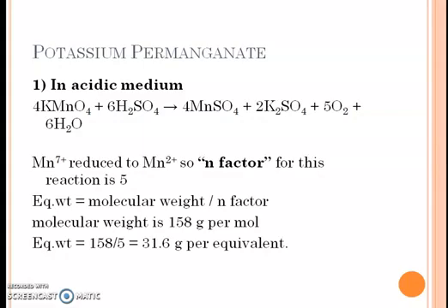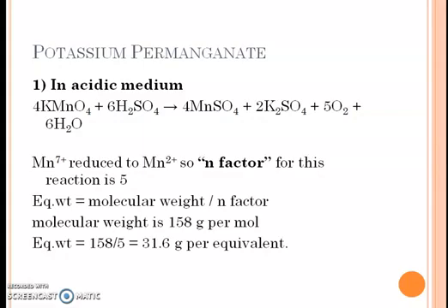So here the valency of manganese changes from +7 to +2. So the difference is 5. So the N factor for this reaction is 5. So we can calculate equivalent weight by molecular weight divided by N factor.